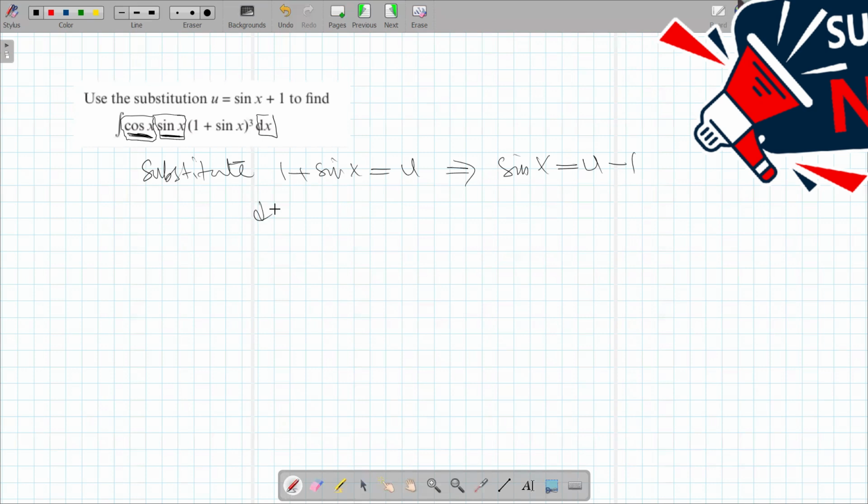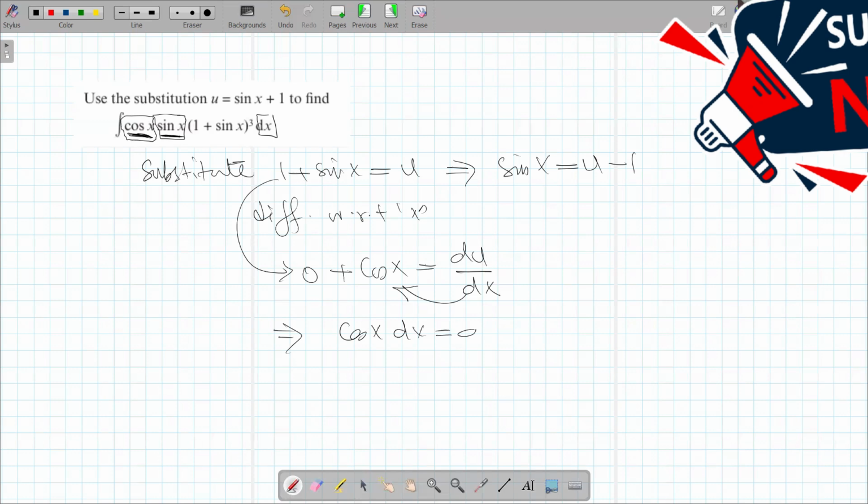Exactly. We will differentiate with respect to x both sides. The derivative of 1 is 0, the derivative of sin x is cos x, and the derivative of u will be du by dx. So when dx is multiplied to this side, cos x dx will be equal to du. We'll make this substitution. So now let's make this substitution into this integral.